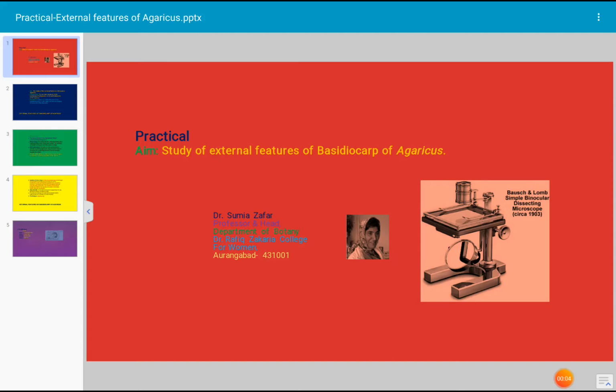Today's topic for discussion is a practical protocol of fungi. Today's practical is the study of external features of the basidiocarp of Agaricus.